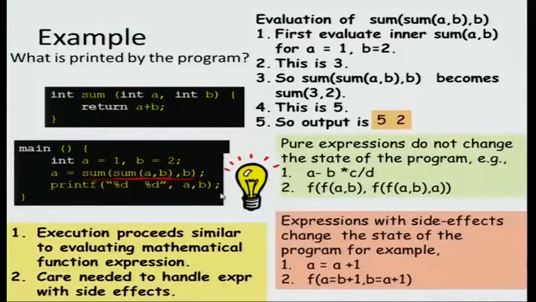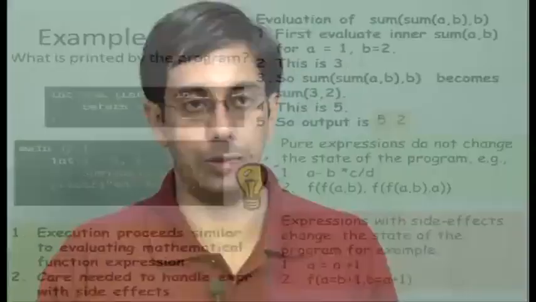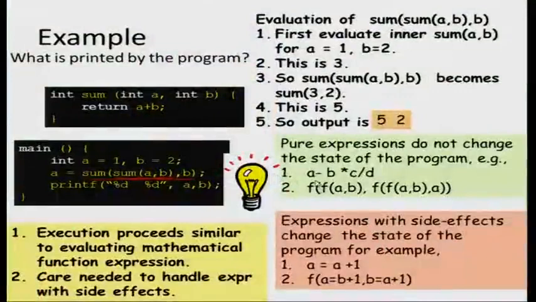So let's classify expressions into two kinds. One is what are known as pure expressions. So they are the normal mathematical expressions like a minus b star c slash d and so on. Similarly, evaluating functions, these normally do not have any effect other than returning you the value. So they will be correctly evaluated and they will return some value. Other than that, they have no effect.